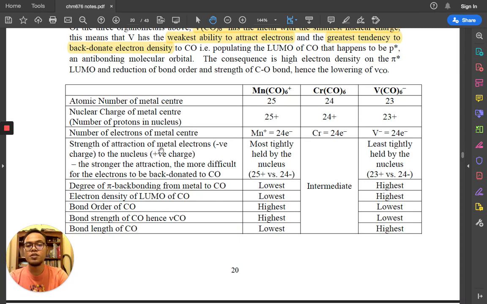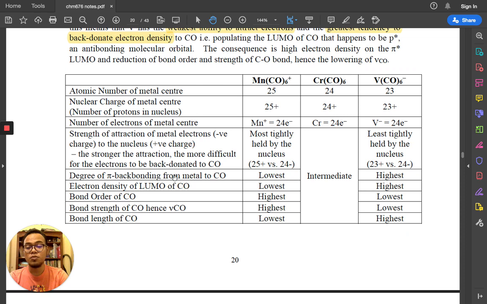Now, what happened to the strength of attraction of the metal? As I said, the higher the nuclear charge, the greater the attraction. So the strength of attraction of your metal for electrons in manganese will be the highest, meaning the electrons are tightly held by the nucleus. But if your nuclear charge is lower, the electrons will be less tightly held by the nucleus. Okay, 25 versus 24, 23 versus 24. But for chromium, it's going to be intermediate. The strength for your chromium will be somewhat in between manganese and vanadium. So the stronger the attraction, the more difficult for the electrons to be donated back to the CO, definitely.